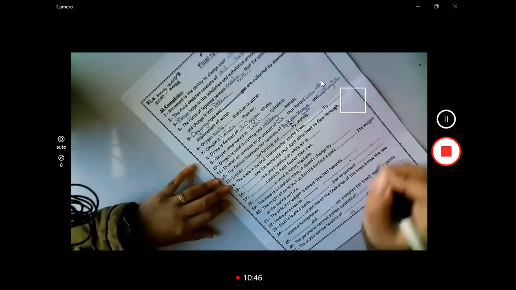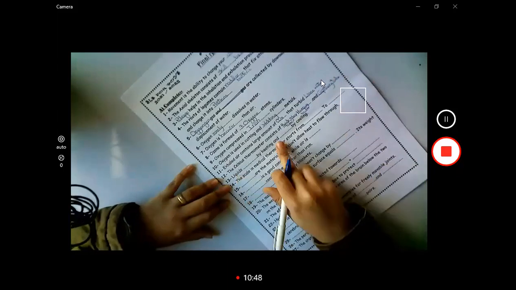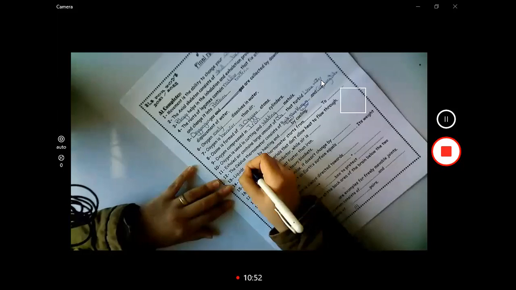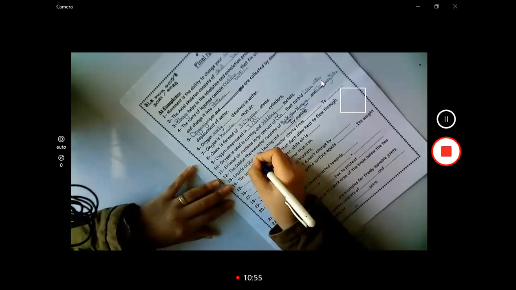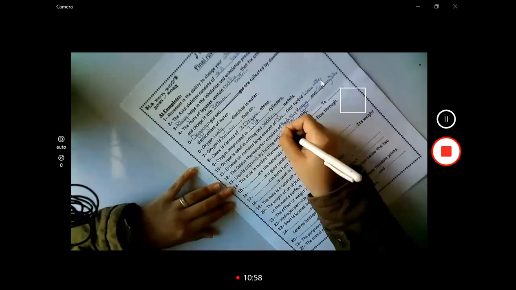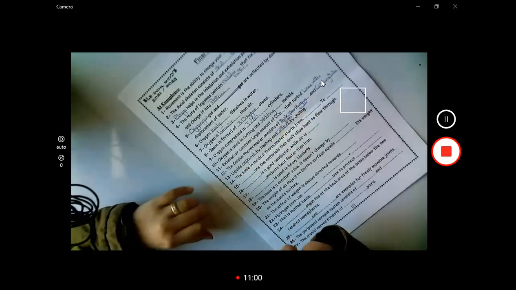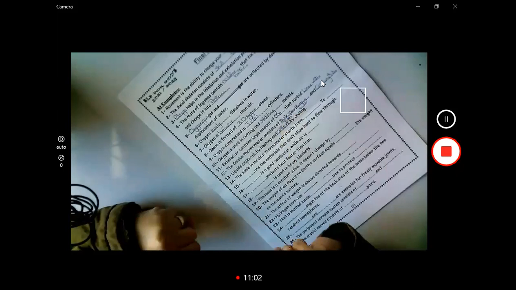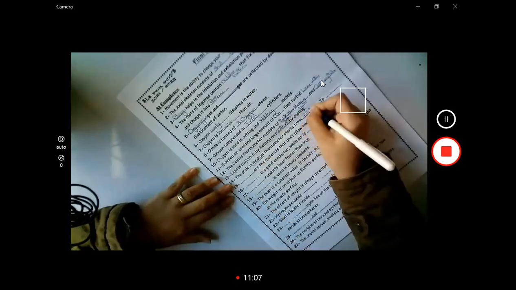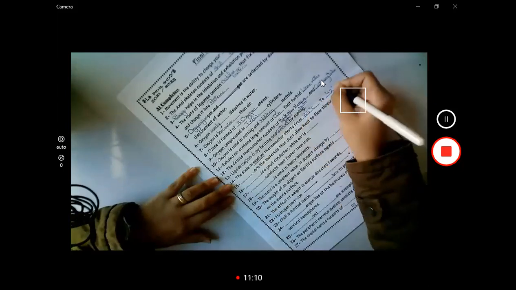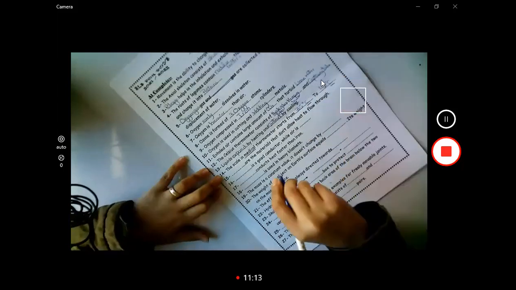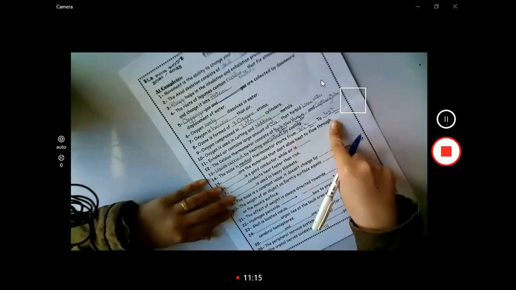Liquids expand by heating and contract by cooling. What happens to liquids by heating? Expand. And by cooling? Contract. The scale of medical thermometer starts from 35 degrees Celsius to 42 degrees Celsius. Don't forget to write the unit of measuring temperature, which is degree Celsius.